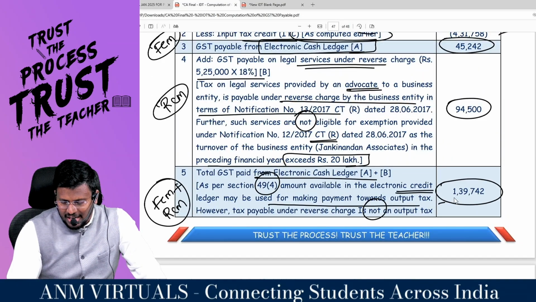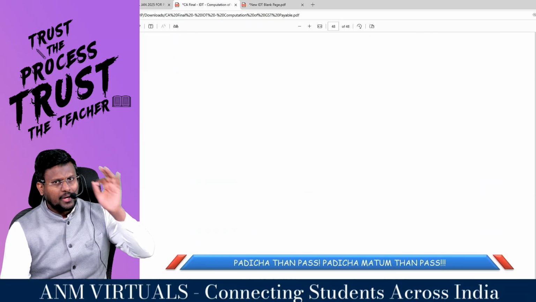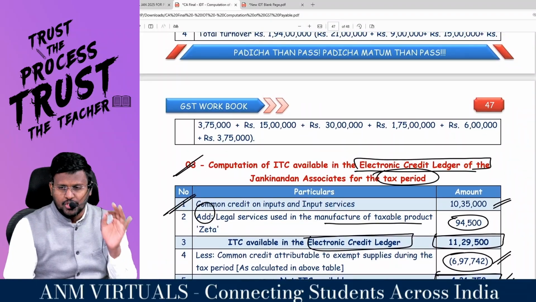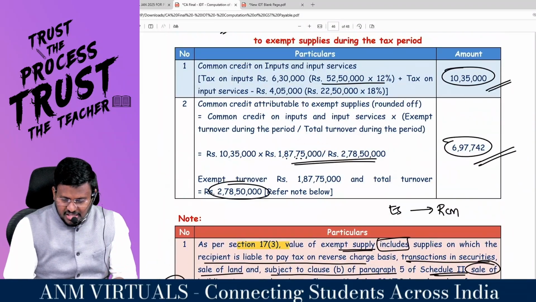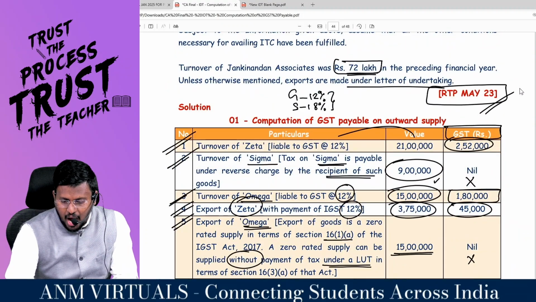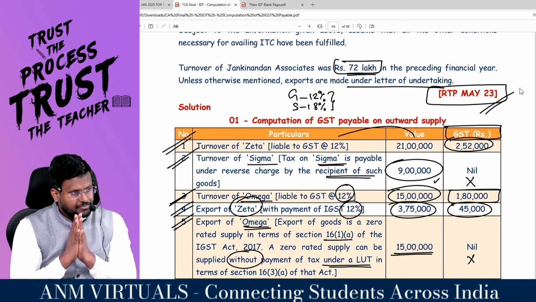So this amount, 1,39,742, should be paid from your pocket through which electronic ledger? Cash ledger. What a question, my dear lovable students. This is one of the expected questions for this attempt because this is a very latest RTP, May 2023 question.